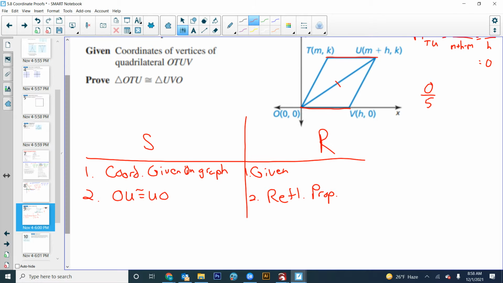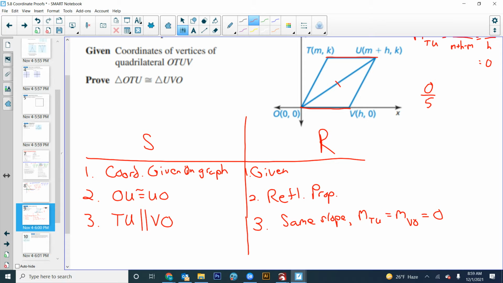All right. So this is a coordinate proof. So we can say TU is parallel to VO. And since it's a coordinate proof, isn't our reason going to be that the slopes of both are 0? They have the same slope. We could say same slope, and then say that the slope of TU equals the slope of VO, which equals 0. That's kind of a weird way to say it. That's a mathematical way to say something equals something else, and they're both equal to 0.